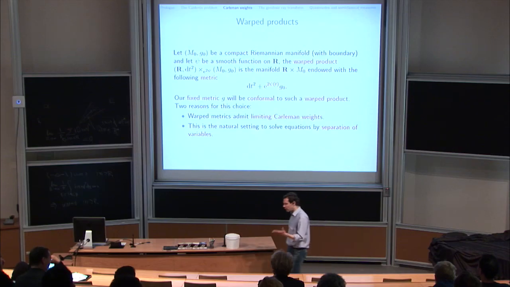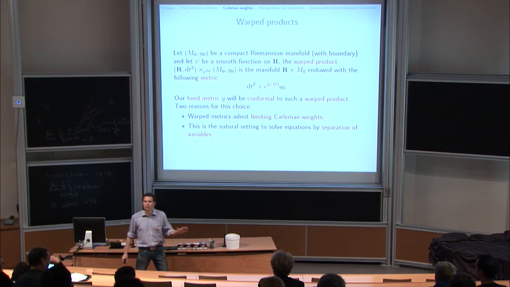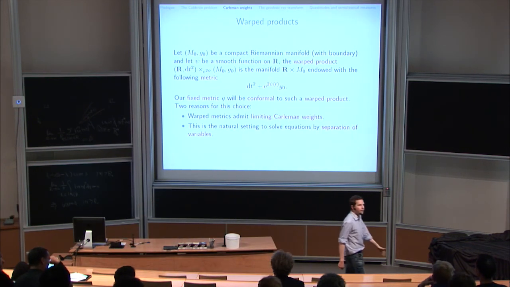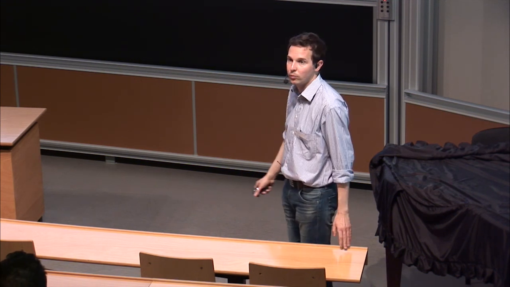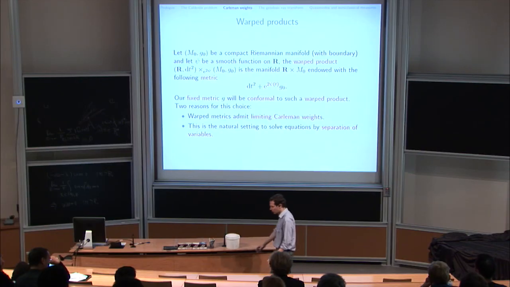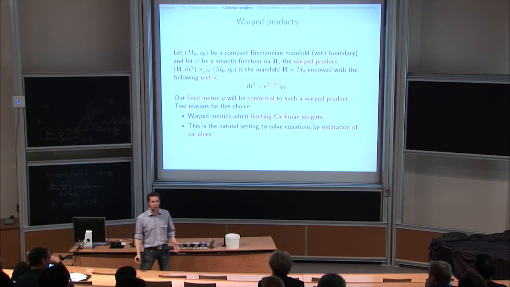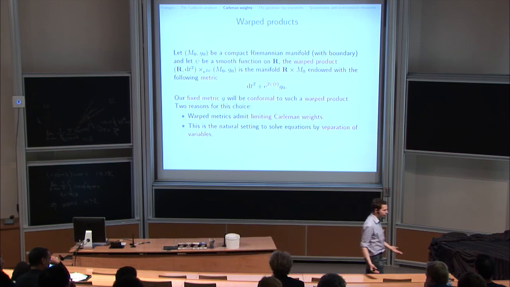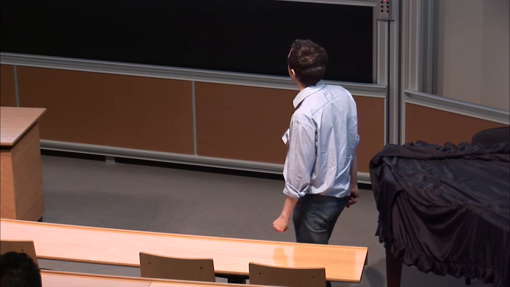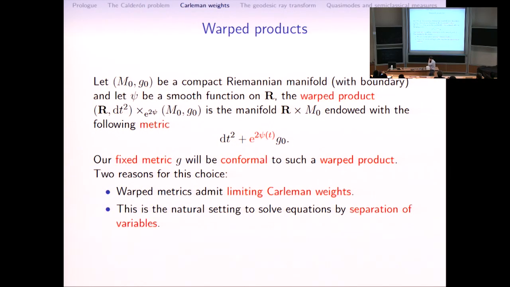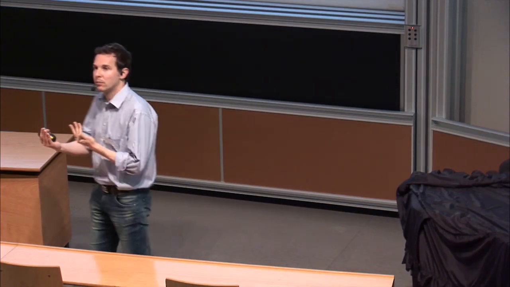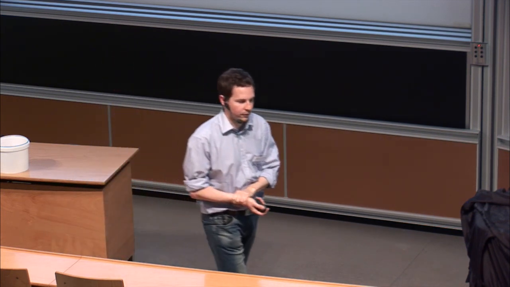Okay? And because of the conformal gauge transformation that I mentioned in the introduction, you can look at metrics which are conformal to such warped products. So this will be the structural assumption: I'm going to look at metrics which are conformal to warped products of a Euclidean part and another curved part. So the reasons are twofold. Maybe I can start with the second one, which is based on what I said in the prologue. In the prologue, I used more or less separation of variables to solve my Schrödinger equation, or to look at harmonic functions. So warped product is a natural setting to solve equations by separation of variables.